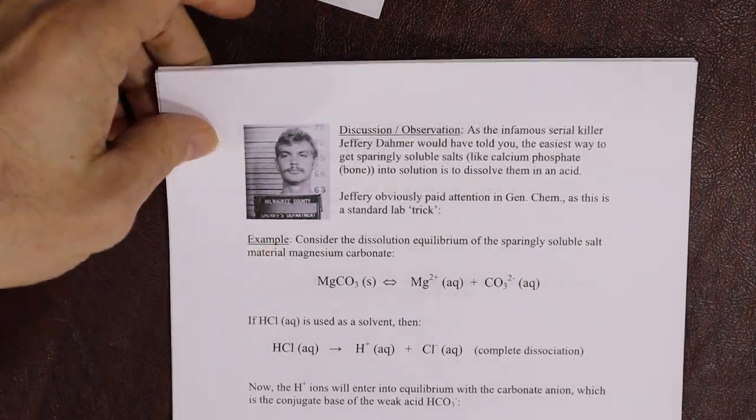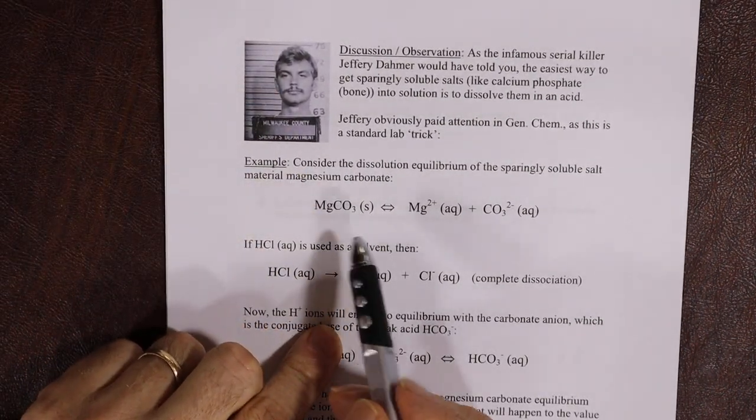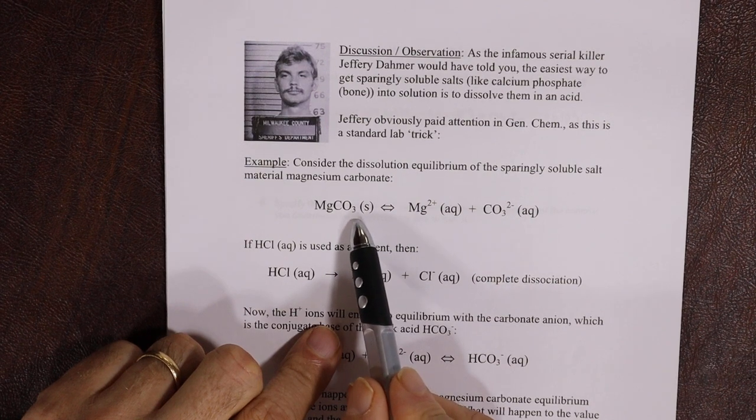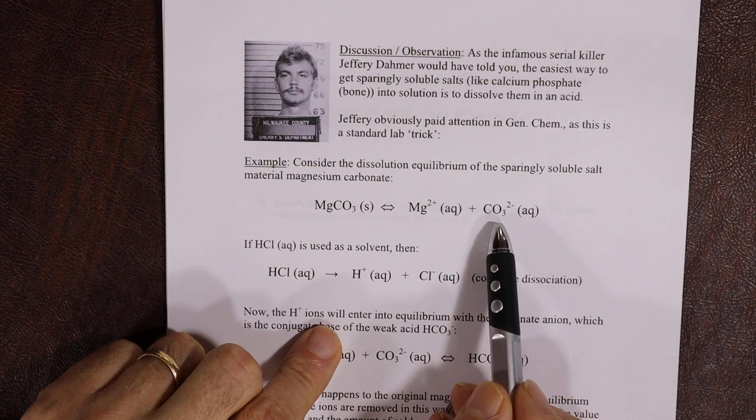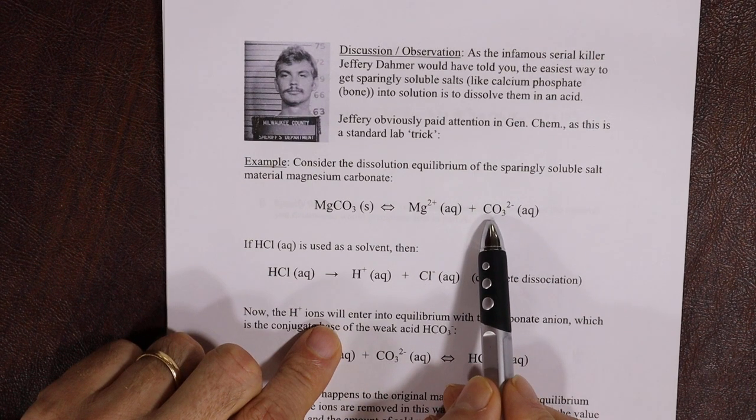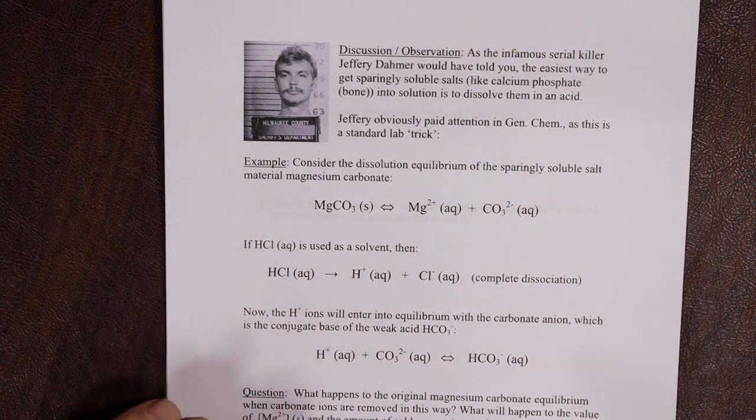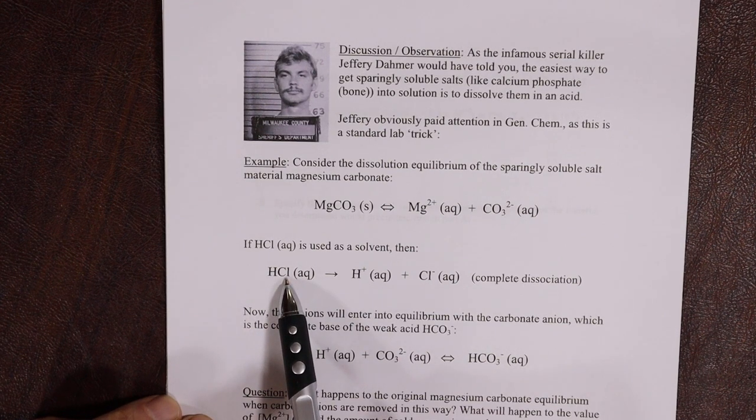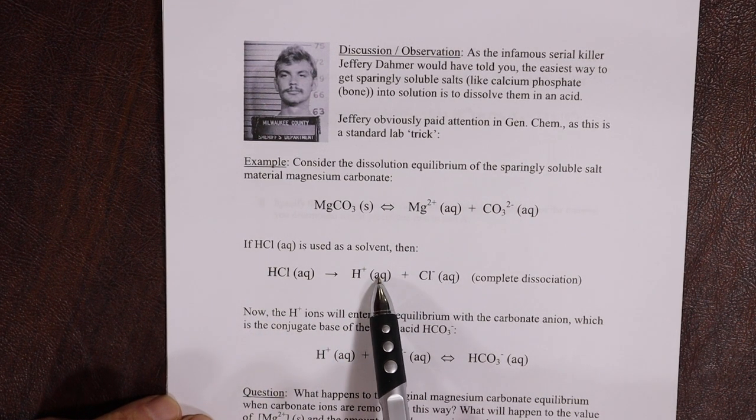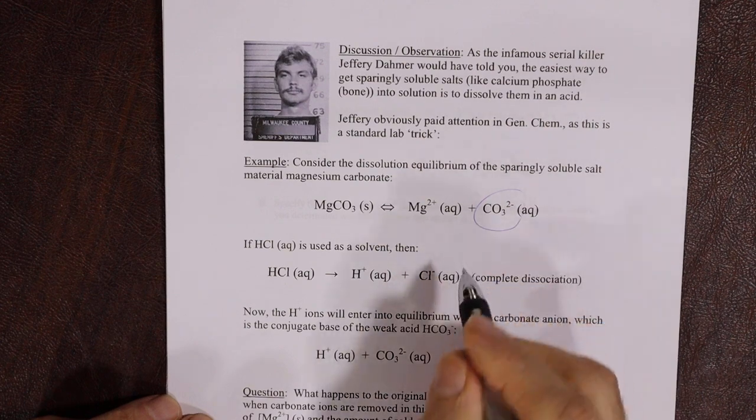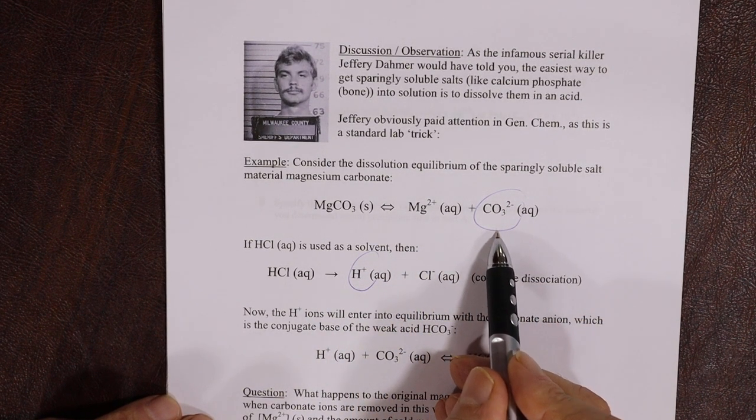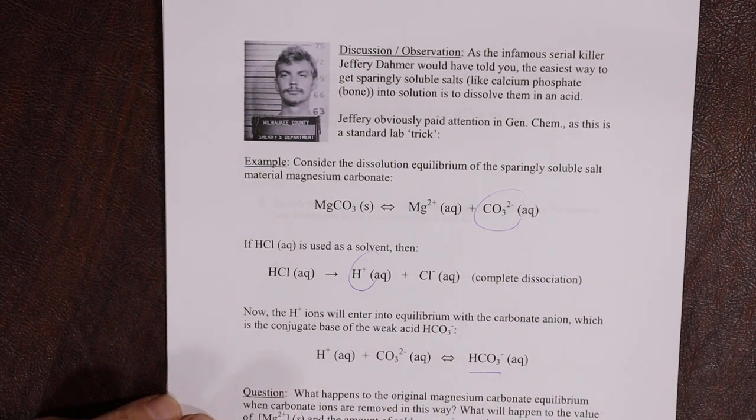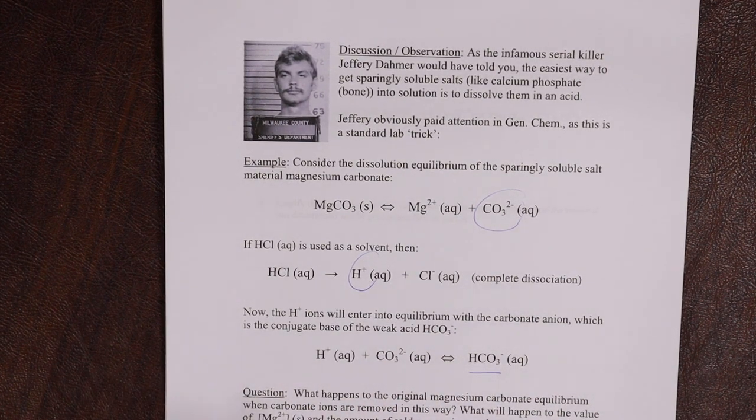Okay, so consider this equilibrium. There's a sparingly soluble material. It could be calcium phosphate bone, same idea. It's in equilibrium with its solvated ions in very small amounts. It's a solubility product situation. However, let's say now we use HCl as a solvent. It completely breaks apart, but then H+ will react with one of the products from dissolution to make HCO3-. So it's a bit like a buffer. It's actually going to remove stuff from solution.